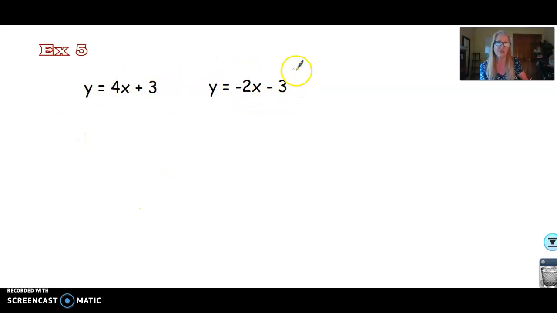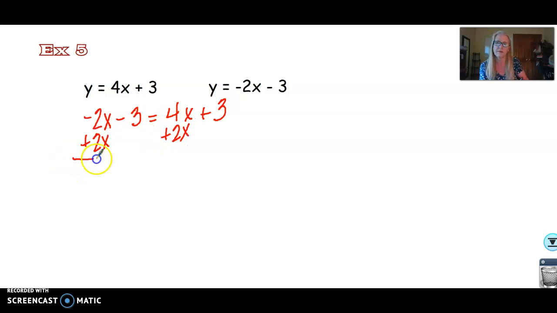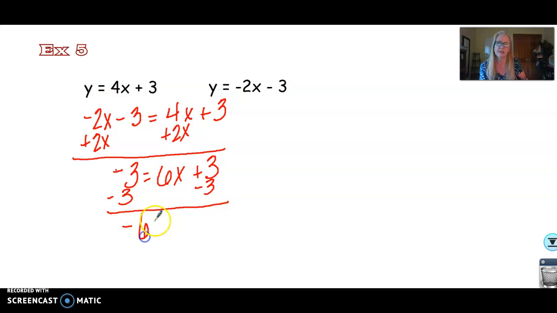And the last example I have, I'm going to take negative 2x minus 3, and I'm going to substitute it for y. Negative 2x minus 3 equals 4x plus 3. Solving for x, get rid of the smaller variable so that we have all of our variables on one side. Gives me negative 3 equals 6x plus 3. Subtract 3 from both sides, and I get negative 6 equals 6x. If I divide both sides by 6, I find that x is negative 1.